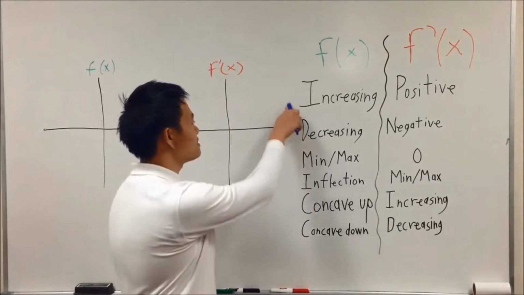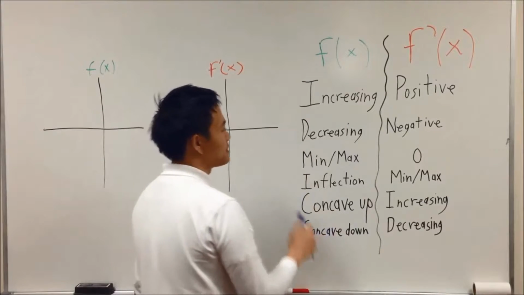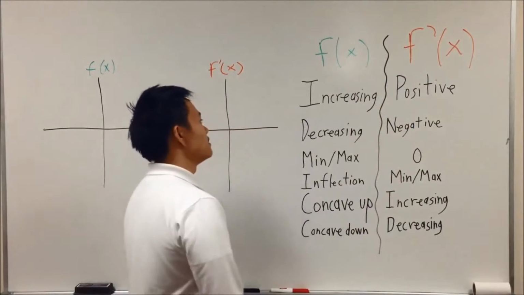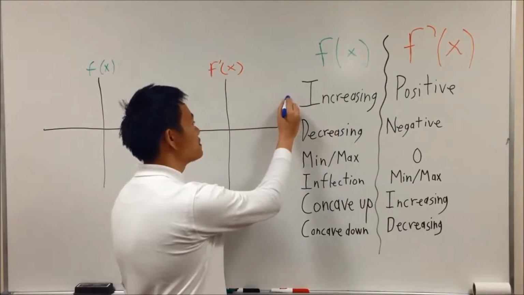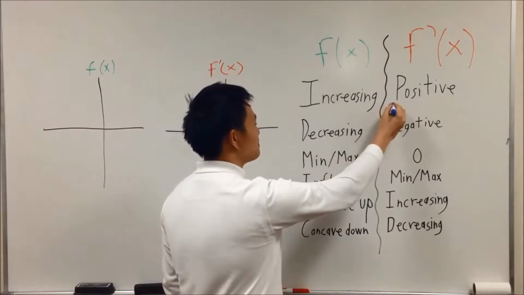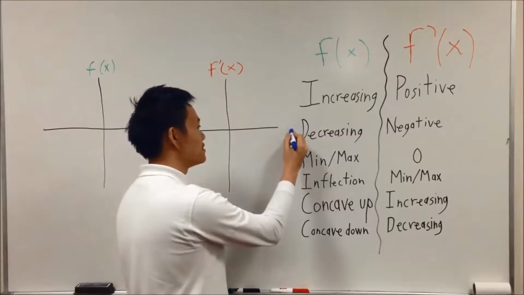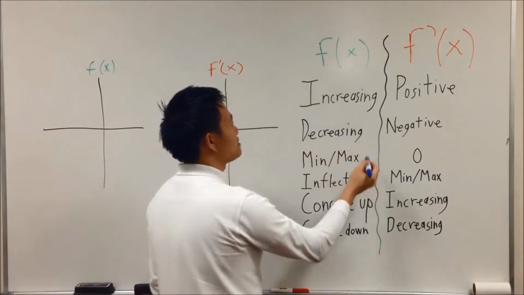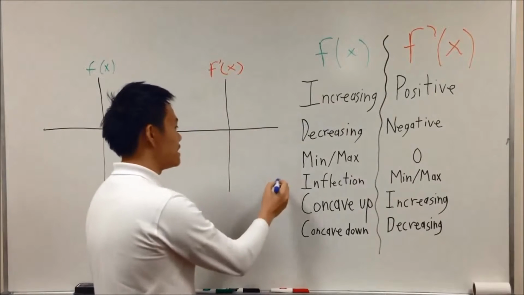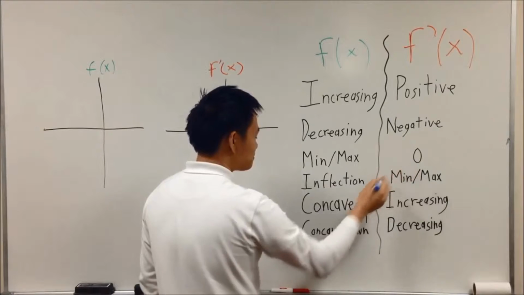On this side you have the properties of your function and how they translate over to the graph of the derivative. If the graph of your function is increasing, then on your derivative graph it should be positive. Conversely, if your function is decreasing, the derivative should be negative. Also, at your minimums and maximums, your derivative should be at 0.